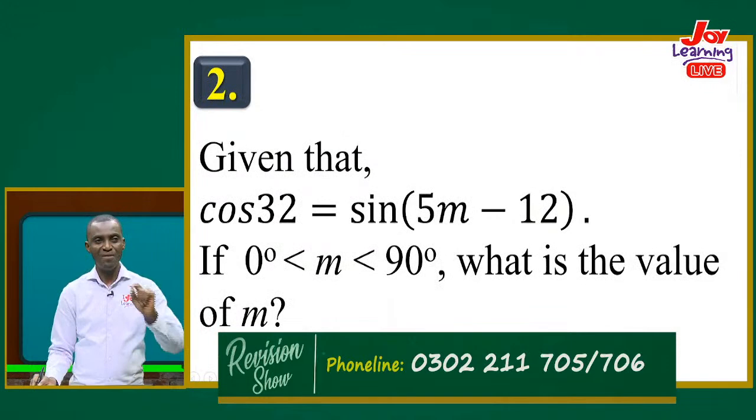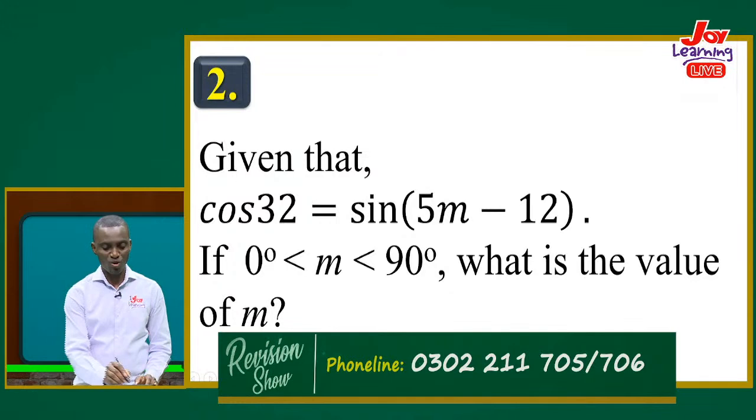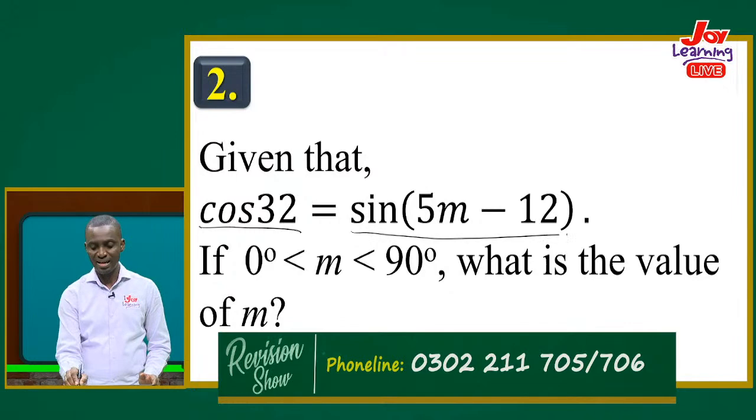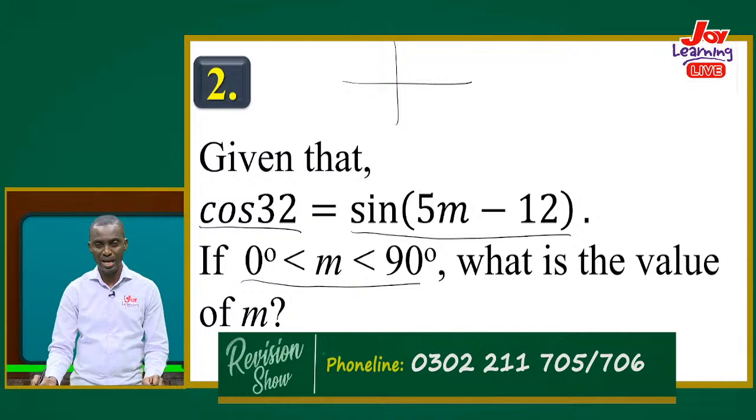Right. I have another question on the screen. You can look at it, solve it, and tell me your answer. Given that cos 32 is equal to sine of (5m minus 12), m lies between 0 and 90, meaning m is in the first quadrant. What is the value of m?